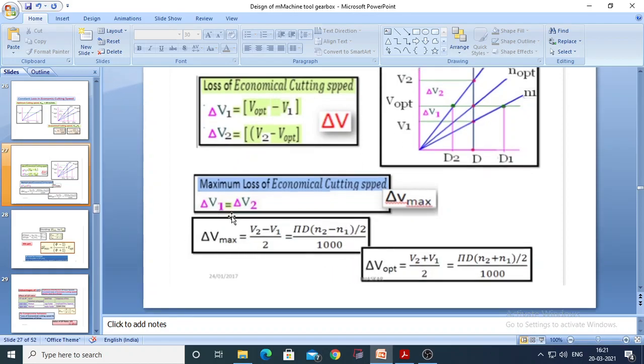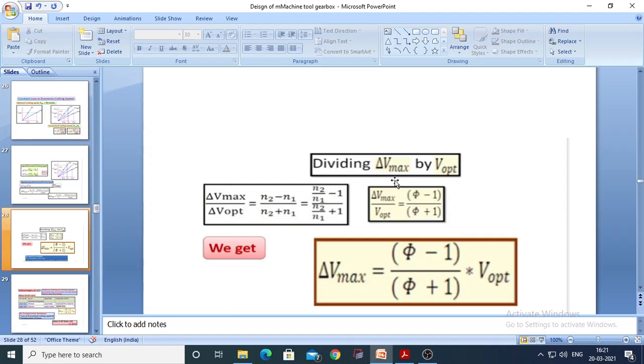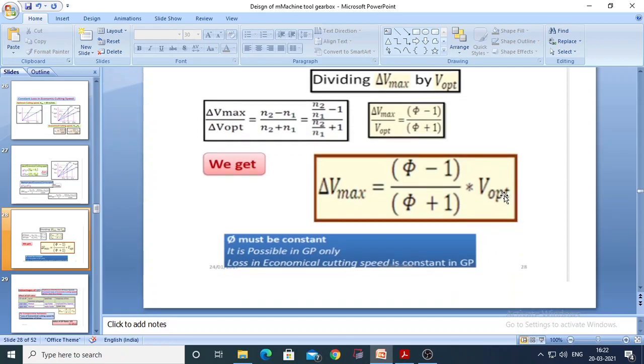Then we use delta V max is equal to V2 minus V1 divided by 2. If you put in the values, V optimum is equal to V2 plus V1 divided by 2. If you divide delta V max by V optimum, then delta V max divided by V optimum is equal to phi minus 1 over phi plus 1, where phi is n2 by n1, the geometric progression ratio. Finally we get delta V max is equal to phi minus 1 divided by phi plus 1 into V optimum.